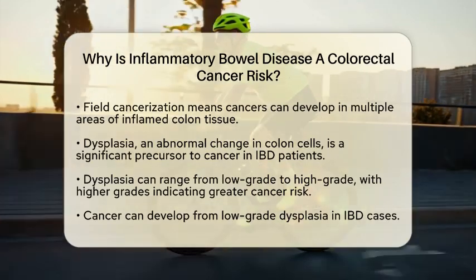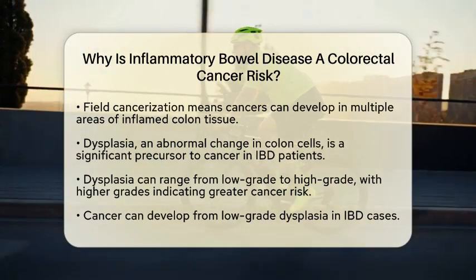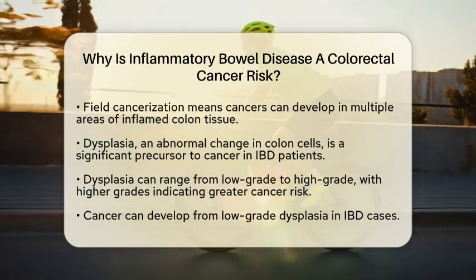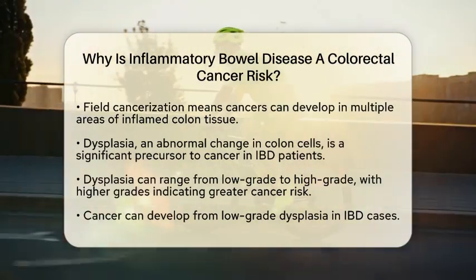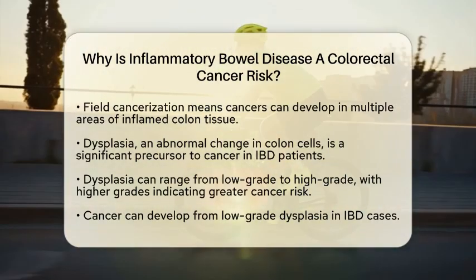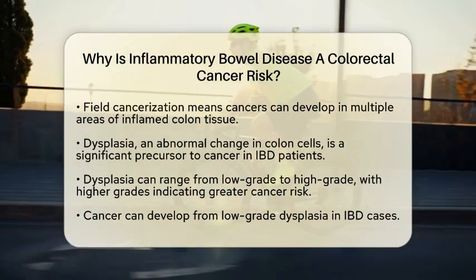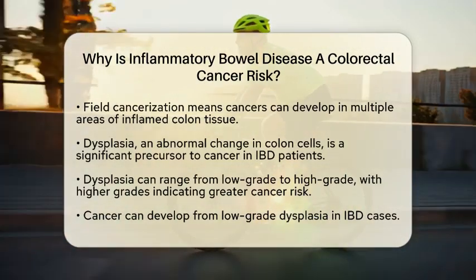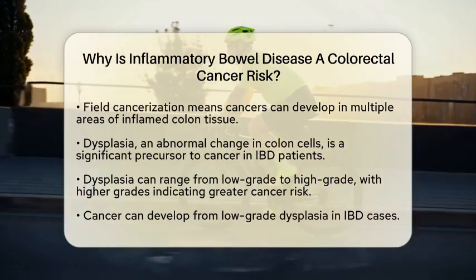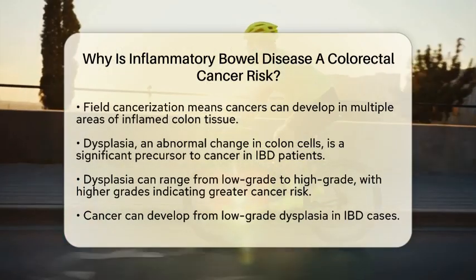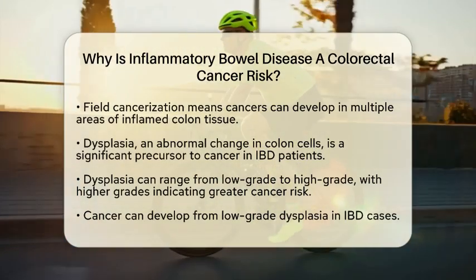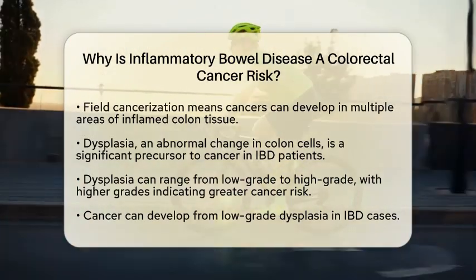Chronic inflammation can lead to dysplasia, which is an abnormal but non-cancerous change in the cells of the colon lining. Dysplasia is a major risk factor for colorectal cancer in patients with IBD. It can vary from low grade to high grade, with higher grades indicating a greater risk of progression to cancer. Interestingly, cancer can sometimes develop even from low-grade dysplasia in IBD.